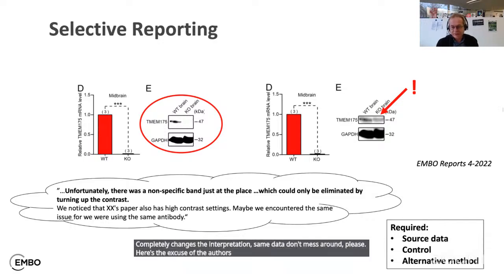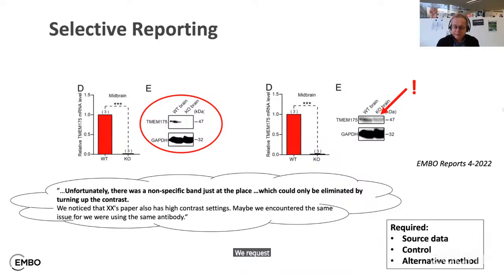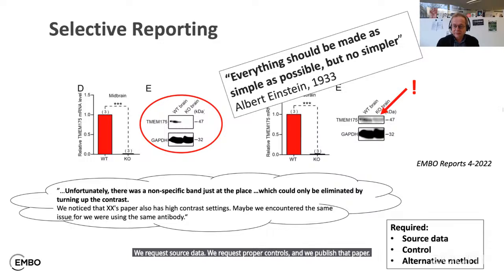We have other papers that did the same, so we thought we could do the same. We request source data, we request proper controls, and we publish that paper. But don't oversimplify and mess around.